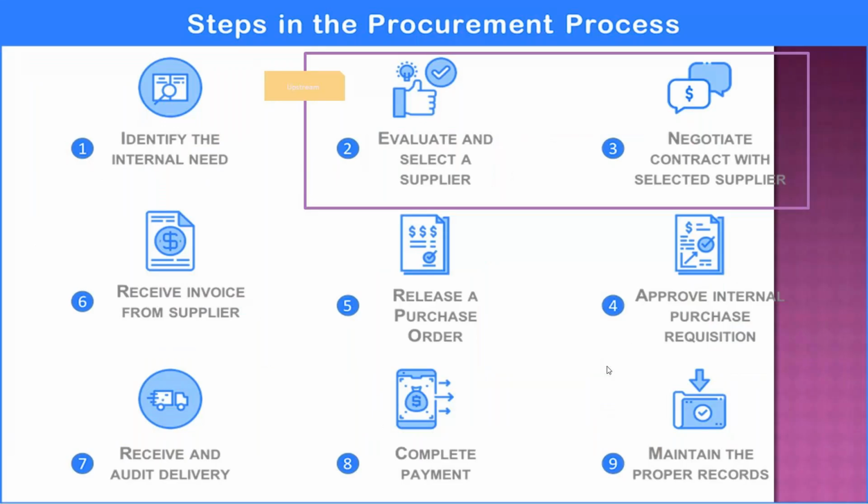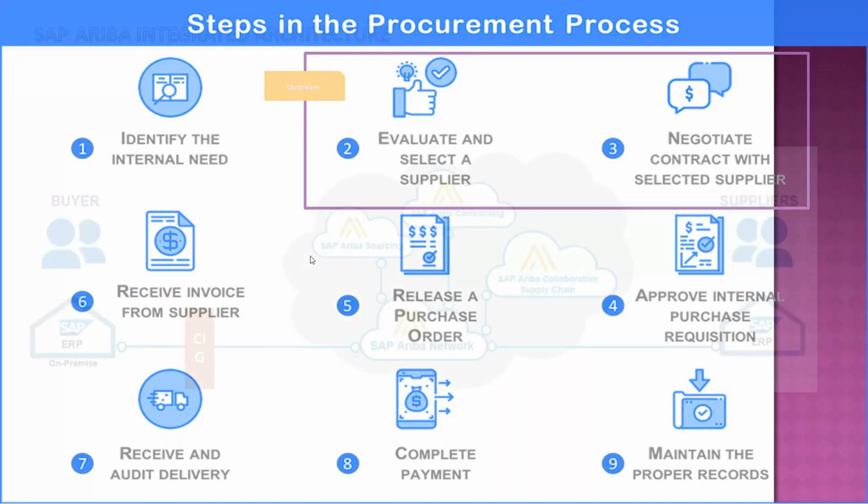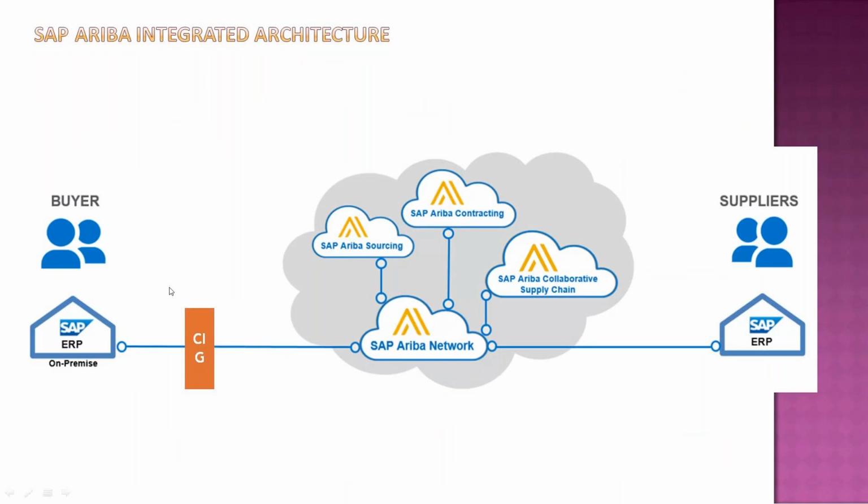So this is the procurement process which we have already discussed. Based on your PR, PO will be created, then GR. This is how your integration architecture is. There is the supplier, the buyer, the on-premise ERP system, and via the cloud connector, in the cloud you will have Ariba sourcing, contract, and supply chain collaboration. All of it will be integrated with your CIG, Cloud Integration Gateway.